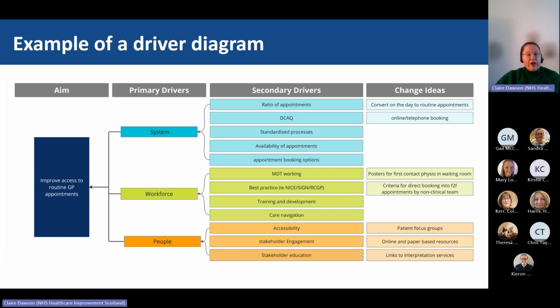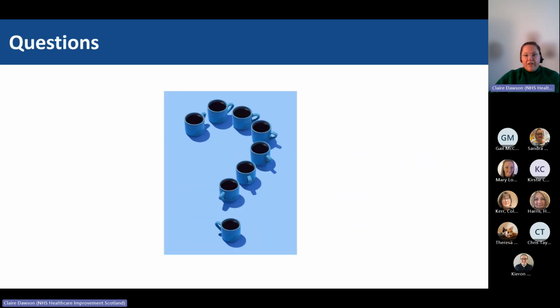So Kieran's going to launch our poll so we can check how you feel about driver diagrams now that we've had a quick trot through them. So I will wait for the responses to come through from the poll. And then the next bit is over to you guys. So any questions about driver diagrams, about aims, anything that you would like to clarify or anything that you want to check, if you can pop that into the chat, that would be lovely.